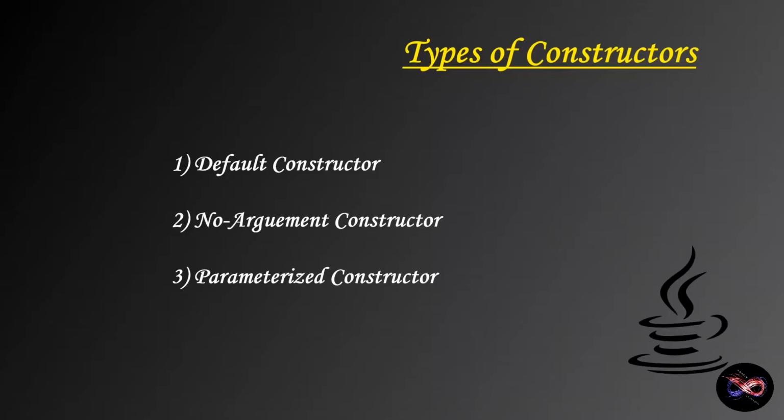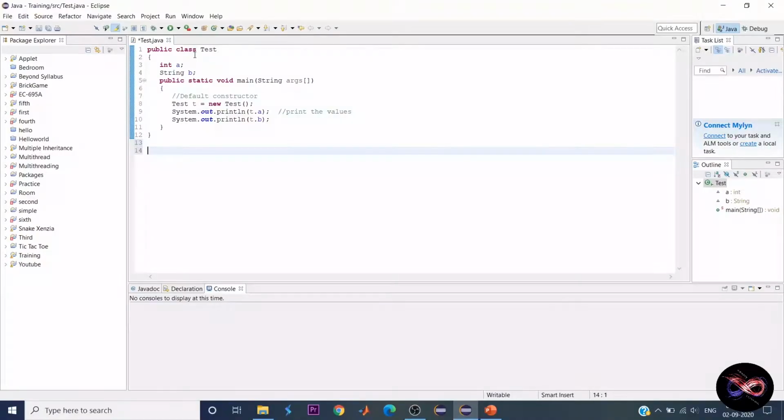So that was for the theory part. Now let's understand with the help of an example. So this is a simple code using a default constructor that I have written. So here what I have done is I have created a class test, and before declaring the main method I have initialized two variables, that is int a and string b. So a will accept an integer value and b will accept a string.